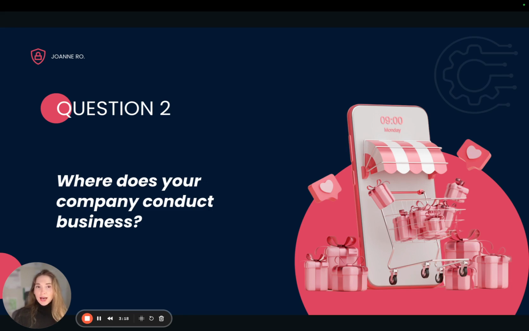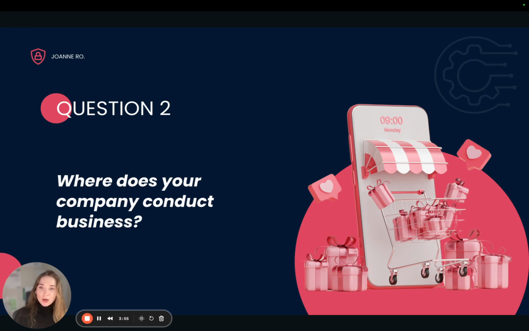Next question. The difference between the first one and this one is that in the first case, we spoke about the official place of registration, but sometimes companies have a different place of doing their business. In this case, we speak about actual business activities, the real place of business. A company may be registered in the United States, but it can do its business in the United Kingdom or in the European Union.